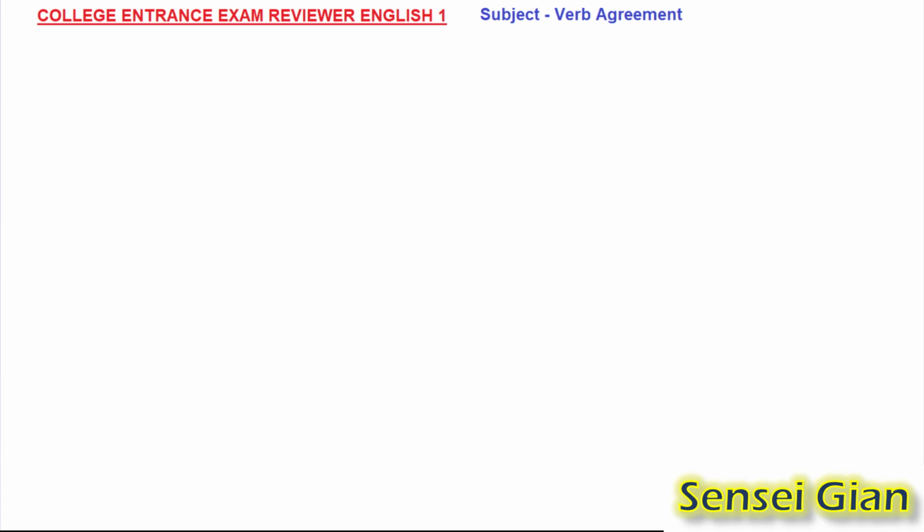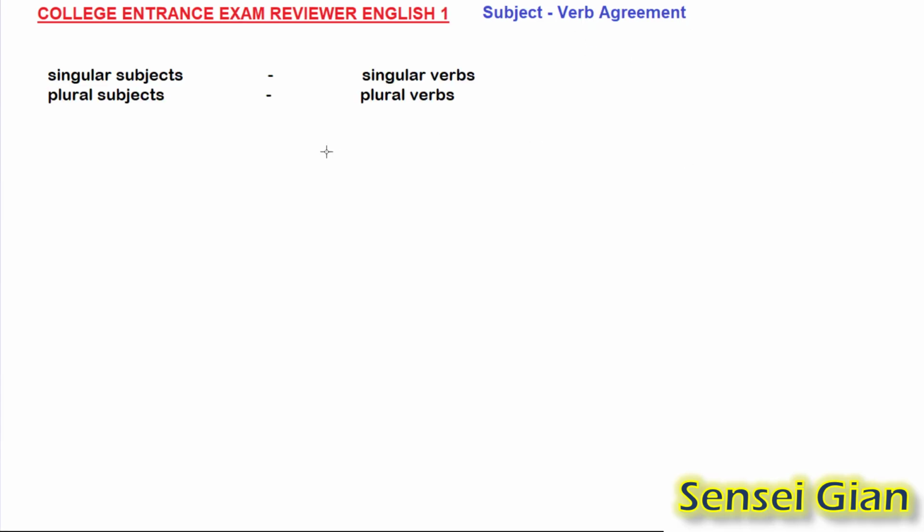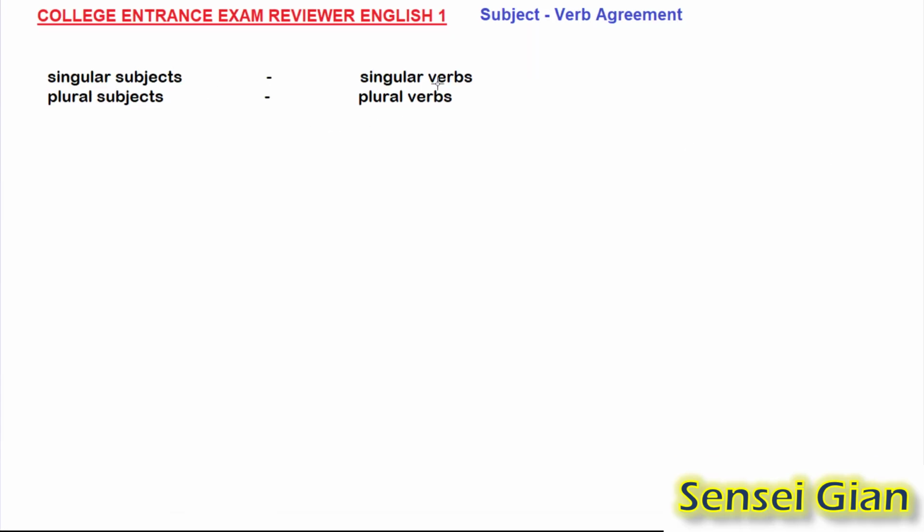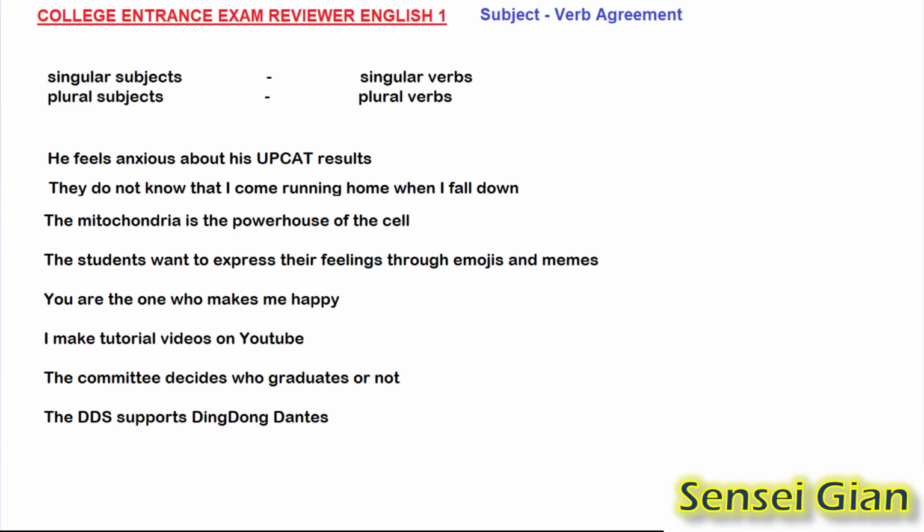So let me define first the term subject-verb agreement. It just means that singular subjects must have singular verbs and plural subjects must have plural verbs. That's so simple. How about we try to elaborate this? Okay, so I have here examples showing my meaning of subject-verb agreement. What are singular subjects? Singular subjects are subjects being counted as one.